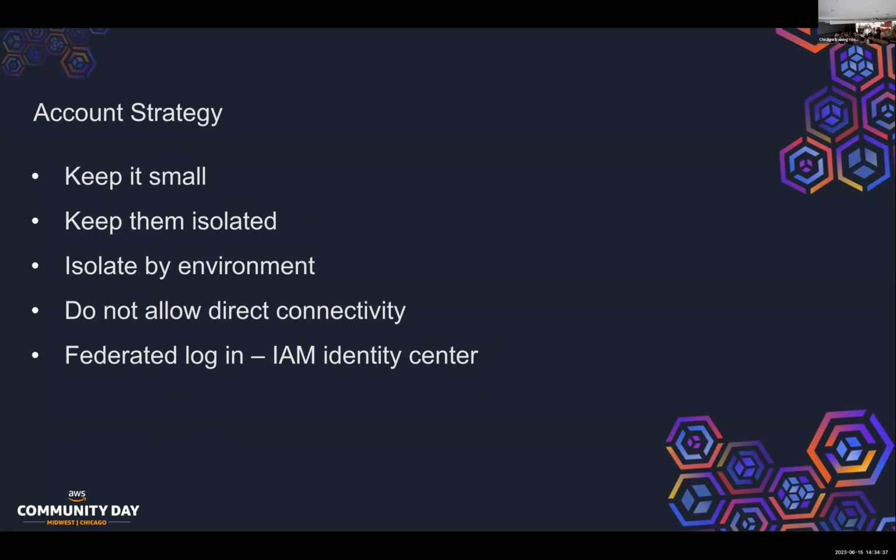We keep them isolated. So even though I mentioned we are using Transit Gateway, we don't do meshed connectivity. So team 1 and team 2, their VPCs cannot talk to each other over any private link. We isolate them by environment. That just seems logical. As I mentioned, we don't allow direct connectivity, and we make sure that we're using federated login. So as best as we can, there are no IAM users in any of our accounts.